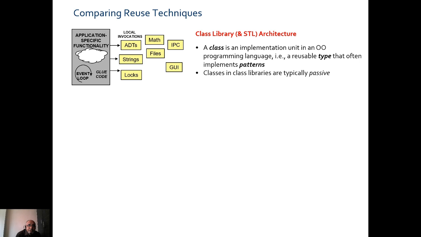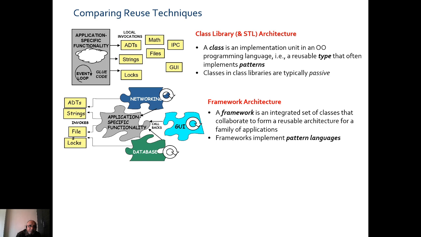Now, the C2E, reuse technique, class libraries, and STL. The class libraries and the STL architecture, that is, a class is implementation unit in O, but it is a reusable type. And classes in class libraries are typically passive, so you need to activate them. Okay, you need to activate them, right? To work out with the application specific functionality.